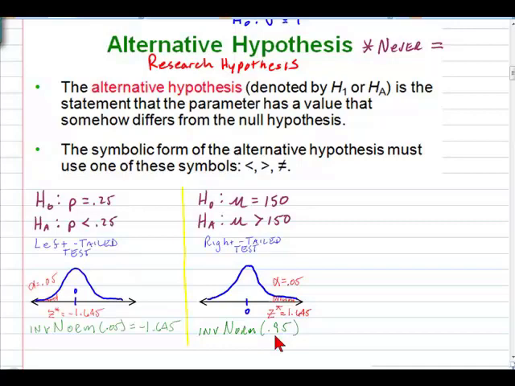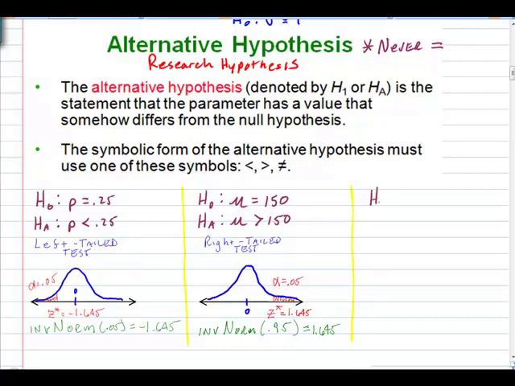Now this has to change to a 0.95 because remember the inverse norm uses the area to the left of the z-score that it's finding. Now you could just use the fact that we have symmetry, and if this is negative 1.645 over here, this would be positive 1.645. Common sense would tell you that. Or you could put in the correct area here. So that's a left-tailed test, a right-tailed test, and then we also have a two-tailed test.